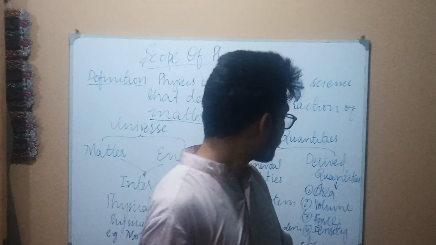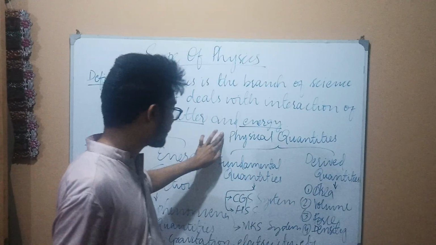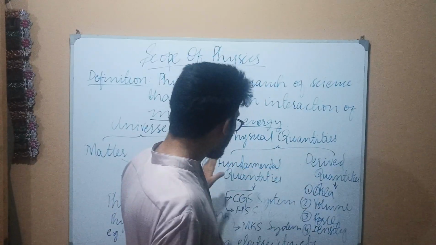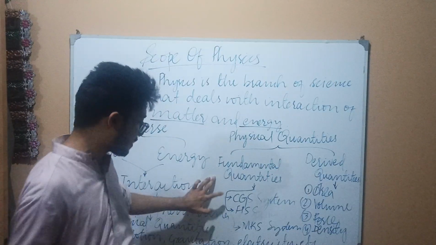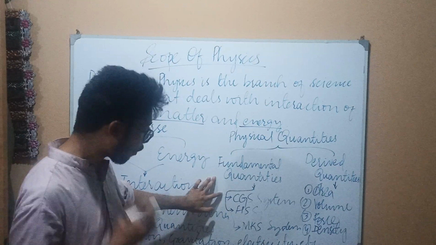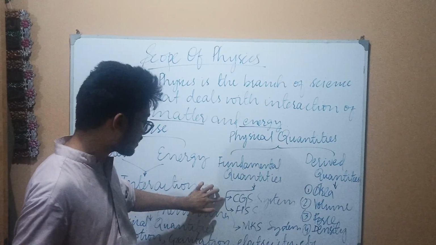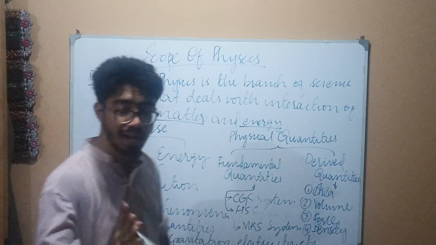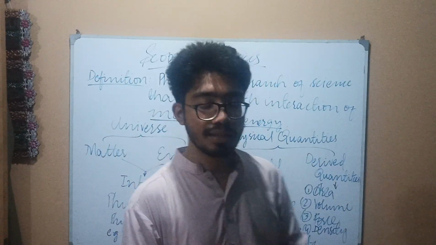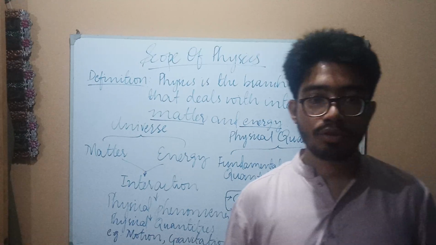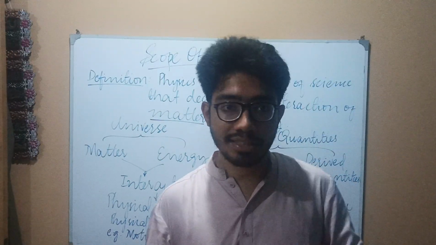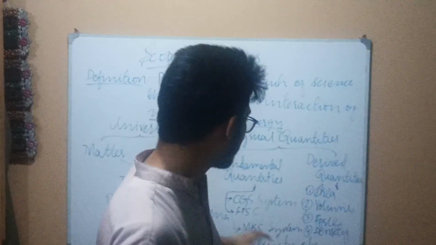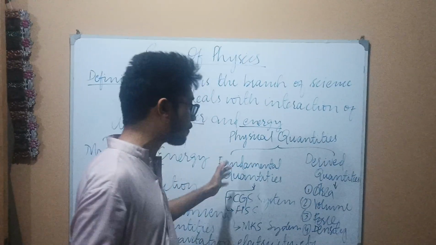So what are derived quantities? There are two types of physical quantities. Number one, fundamental quantities. Number two, derived quantities. Fundamental quantities have four systems. Number one, CGS system. Number two, FPS system. Number three, MK system, and number four, SI system. We will discuss later what the CGS, FPS, and MK systems are. But for now, you should understand there are four systems which describe the fundamental quantities.